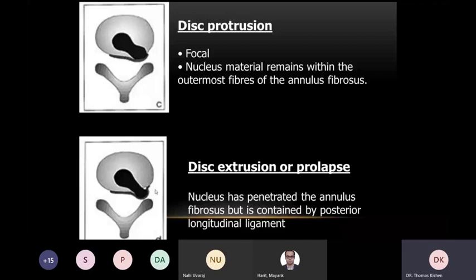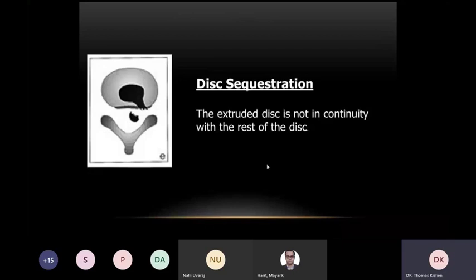An extrusion, on the other hand, is when the nucleus has gone right through the annulus and is contained just behind the posterior longitudinal ligament. And the sequestration, we know, is when the extruded disc is not in continuity with the rest of the disc, or not in continuity with the parent disc.